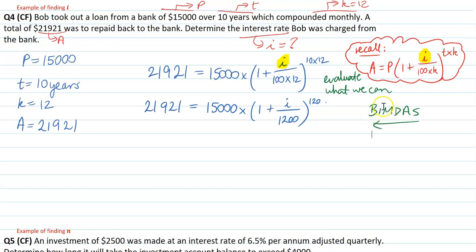Then I have indices, the 120 is the indices I need to move over. And then finally I can deal with what's in brackets. So we'll go through that process now. Okay, so I'm going to move 15,000 by dividing by 15,000 on both sides.